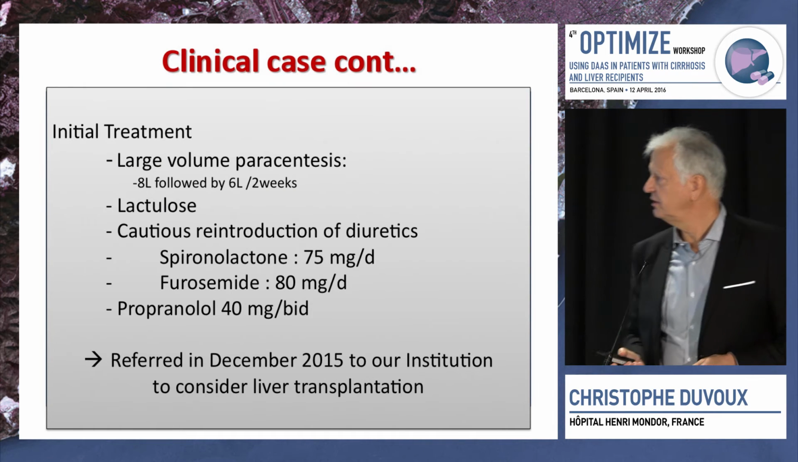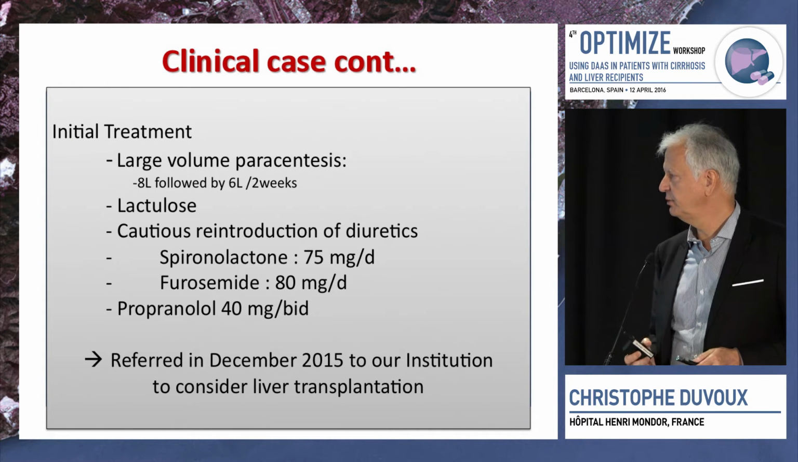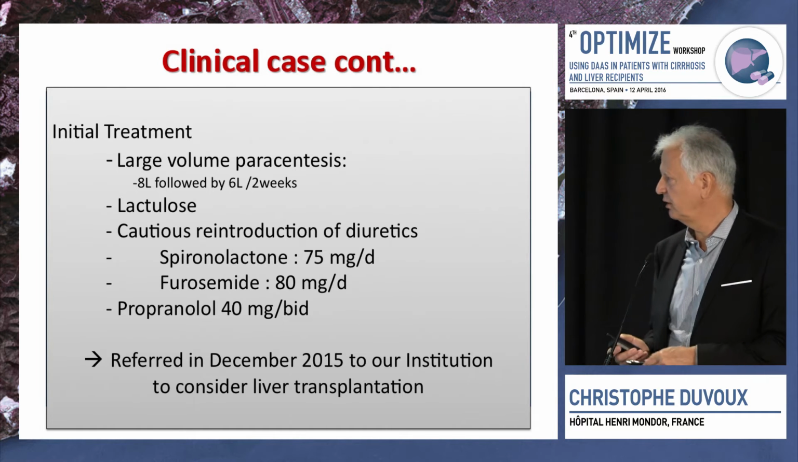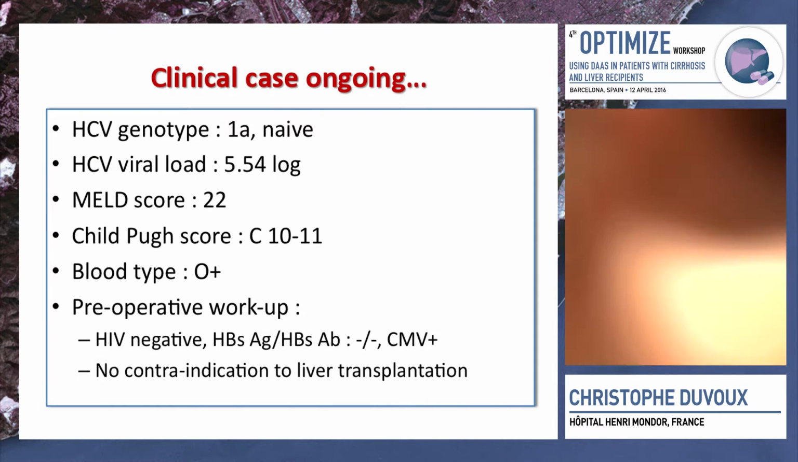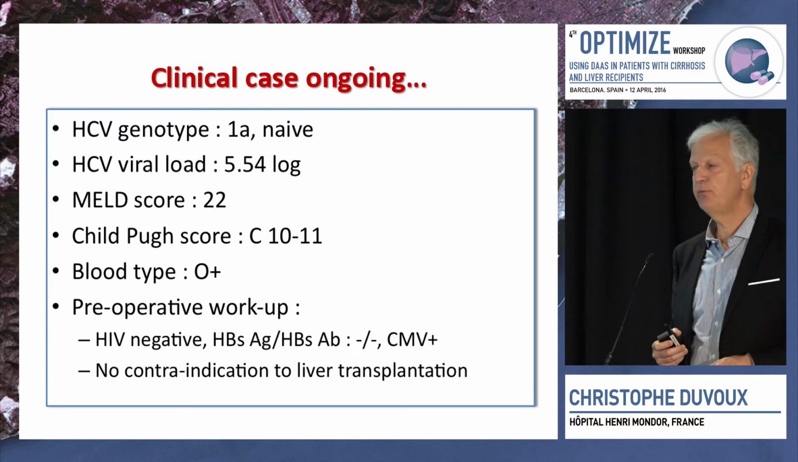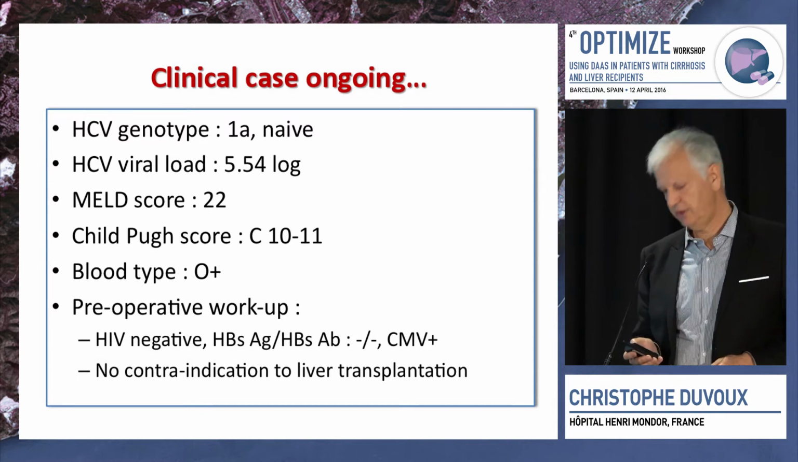Initial treatment consisted of large volume paracentesis, lactulose, cautious reintroduction of diuretics, which had been withdrawn because of encephalopathy, and propranolol. The patient was referred in December 2015 to our institution to consider liver transplantation. On admission in our center, we found that the patient had HCV genotype 1A, naive of treatment, mild viral load, MELD score 22, Child-Pugh score C10, C11, blood type O, and we didn't evidence any contraindication to liver transplantation.